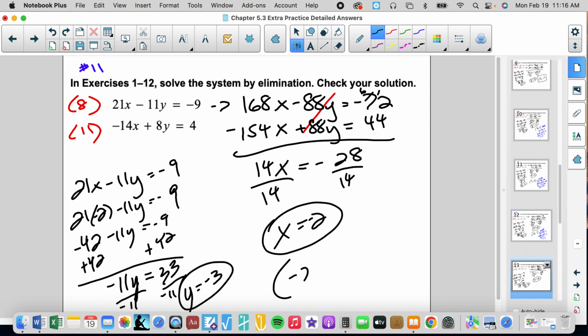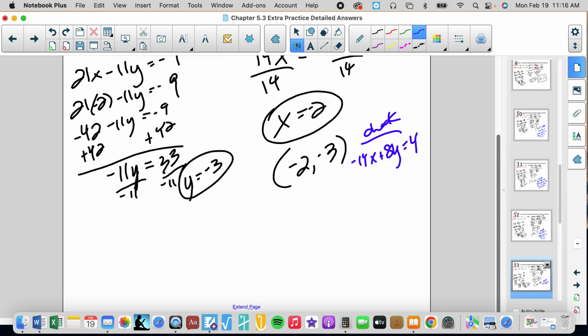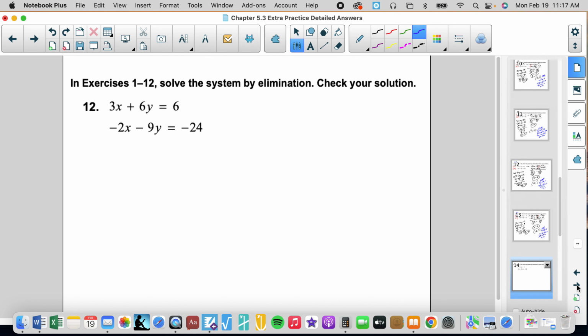So my solution is negative 2, negative 3. Let's check. And we're going to use the bottom equation this time. Negative 14 times negative 2 plus 8 times negative 3 equals 4. That's 28 minus 24. 4 equals 4. So just as simple, just as easy.